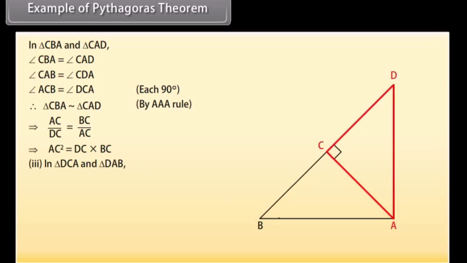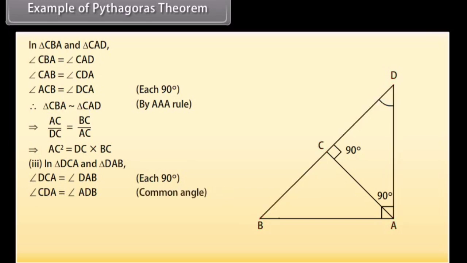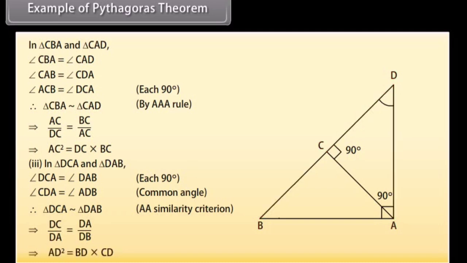3. In triangle DCA and triangle DAB, angle DCA equals angle DAB, each is 90 degrees. Angle CDA equals angle ADB, the common angle. Therefore, triangle DCA is similar to triangle DAB by the AA similarity criterion. DC upon DA equals DA upon DB, which implies AD square equals BD into CD.